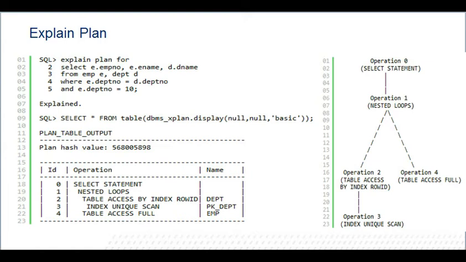Now operation 3 accesses the department table using an index unique scan and passes the row ID to operation 2. Operation 2 returns all the rows from the department table to operation 1. Operation 1 performs operation 4 for each row returned by operation 2. And operation 4 performs a full table scan, that is TABLE ACCESS FULL, and applies the filter e.department_number is equal to 10 and returns the rows to operation 1. After that, operation 1 returns the final results to operation 0.